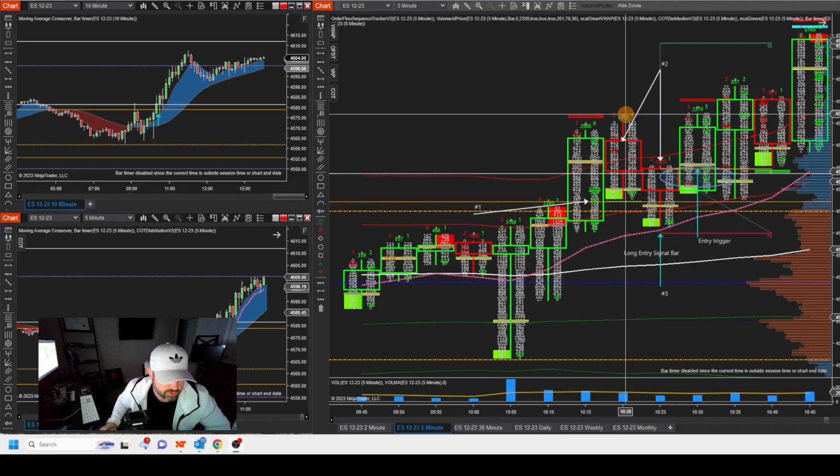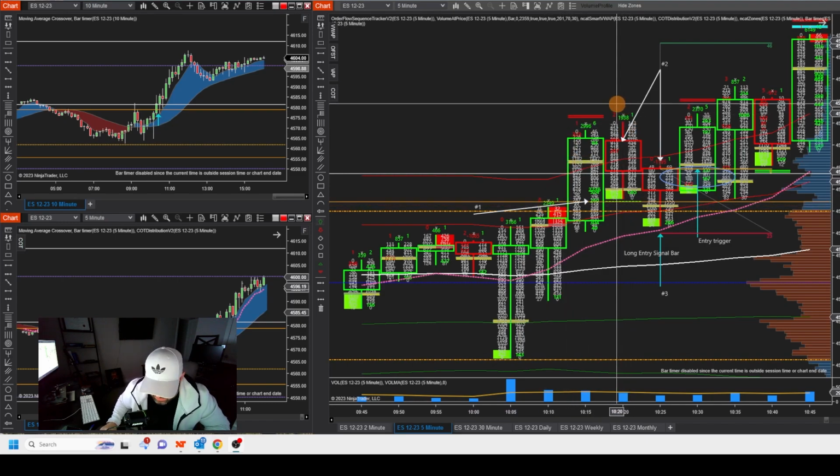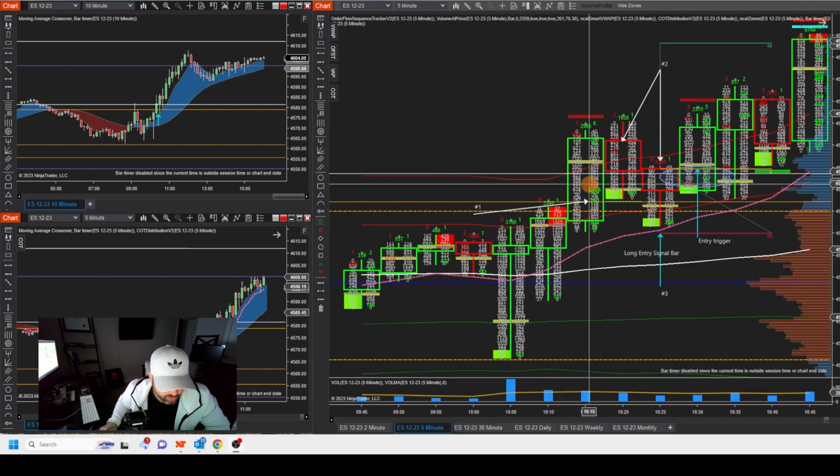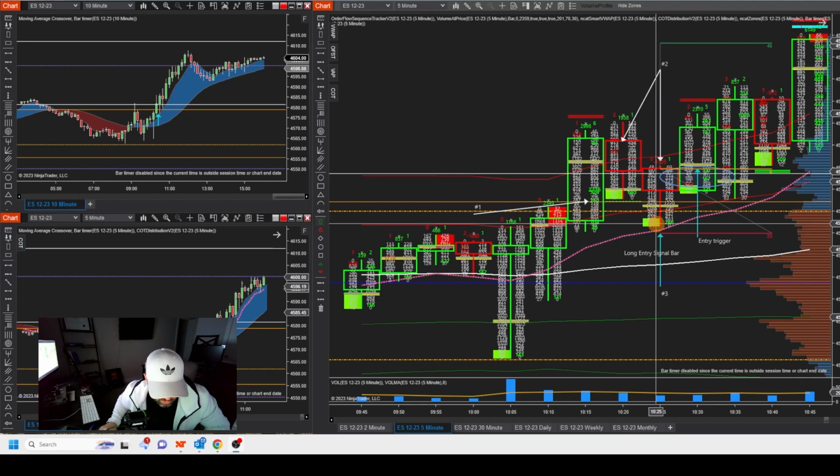Rule number two, you need a pullback. And this is for a continuation trade, by the way. You need a pullback. Okay, so now we have this big, massive delta move up. Now we have this rotation coming back down that pulled back to about halfway back through that move. So about a 10-point drop back down.